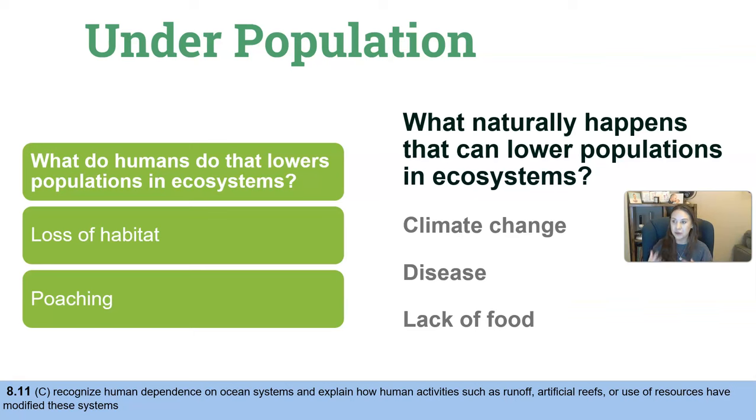A lack of food. Again, we're talking about drought. But let's say that there's a drought and there's not a lot of vegetation for these animals to live off of, so then they die off. And then, of course, the predators that come in don't have their prey items because their prey items are already dead because they don't have the vegetation. It has a trickle-down effect, okay? So all of these things can lower the populations within an ecosystem.